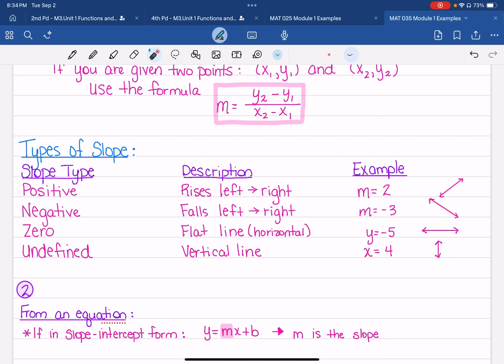If you have a zero slope, anytime you have a zero slope, that's always going to be a horizontal line. A horizontal line is going to have a zero slope. If you notice in the equation, there's no x value. An undefined slope is going to be anytime you have a vertical line. And if you notice in this equation, there's no y value. So, 4 different types of slopes that you could have.